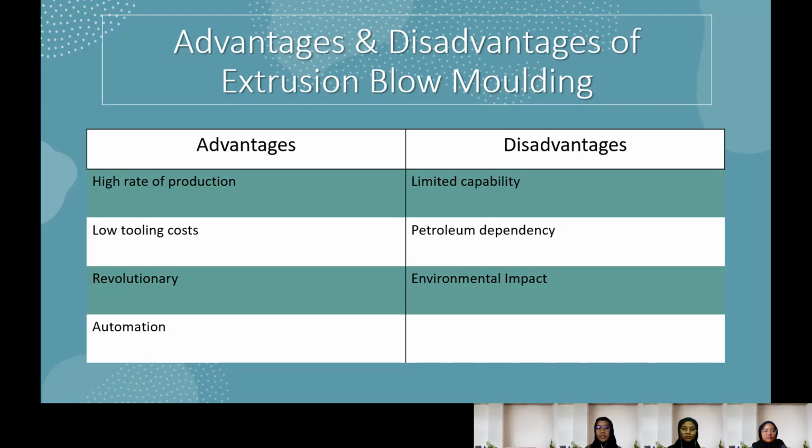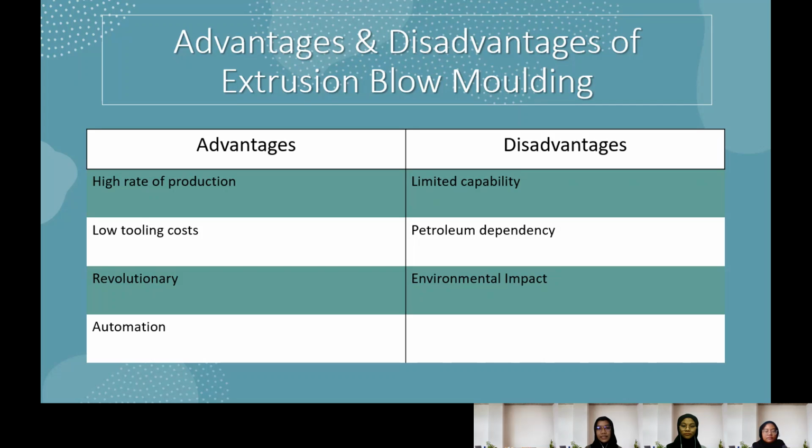And the last advantage is automation. As it is an automated method of production, the amount of wasted polymer is less. And therefore, the automation increases the production and also ensures greater precision.